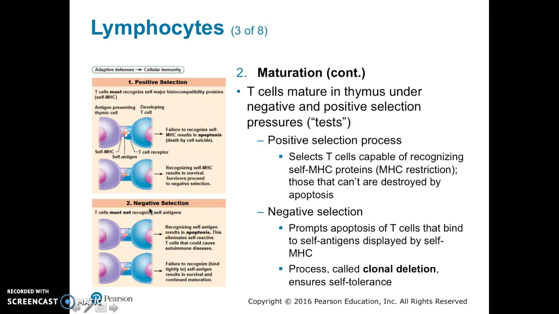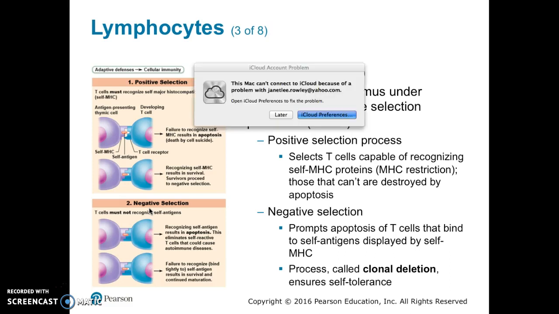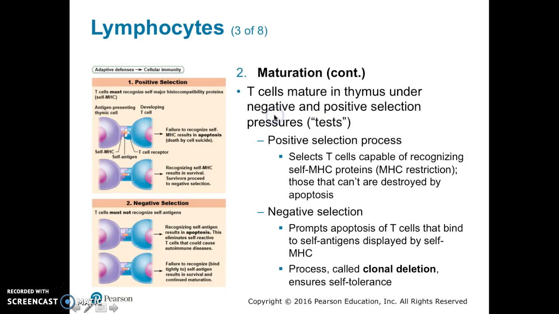Negative selection makes sure that T cells do not recognize self-antigens. Recognizing them results in apoptosis, eliminating self-reactive T cells that could cause autoimmune disease. This process is called clonal deletion and ensures self-tolerance. T cells that do not bind to self-antigens survive and continue maturation.